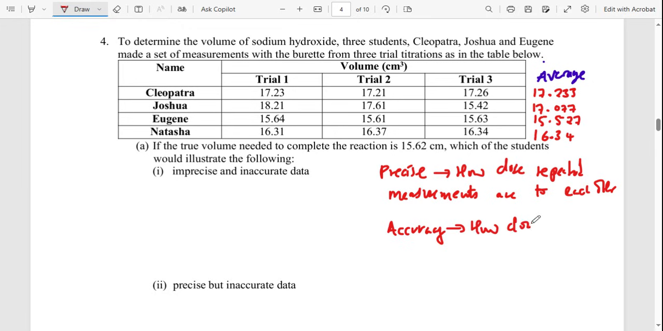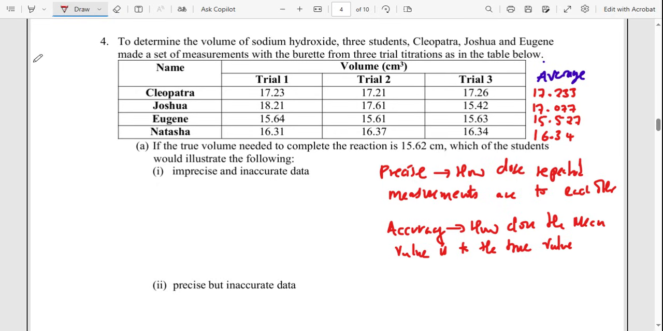How close the mean value is to the true value. Okay, the true value. So we want what is imprecise. We want those measurements that are not close to each other. So for Cleopatra, you can see 17.23, 17.21, 17.26. Those are close to each other. They only differ with the last digit.